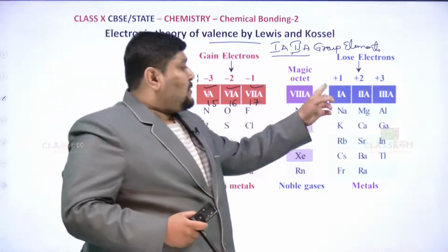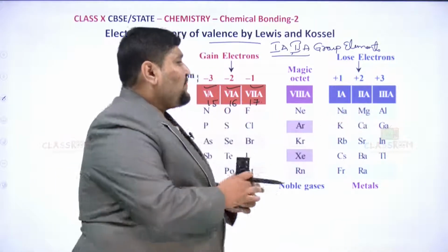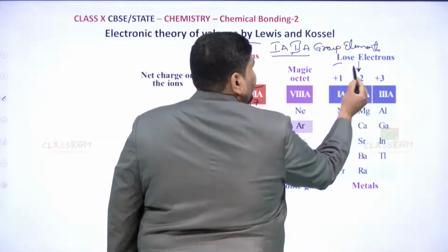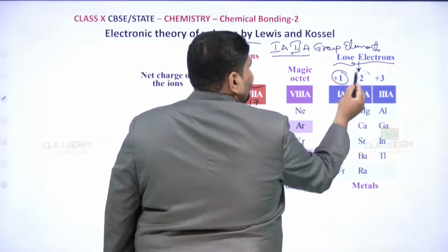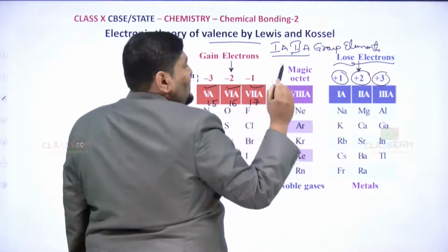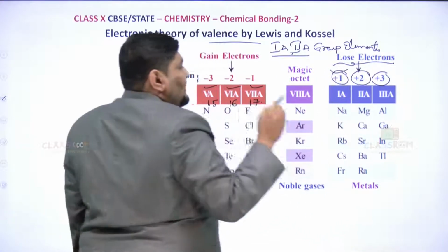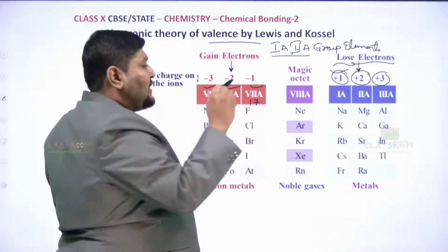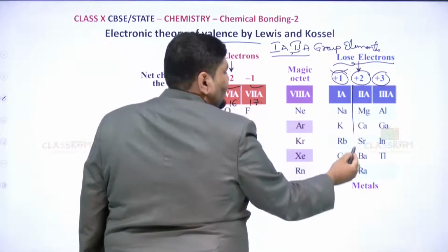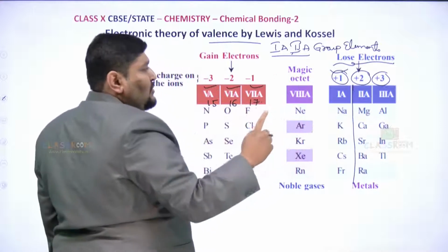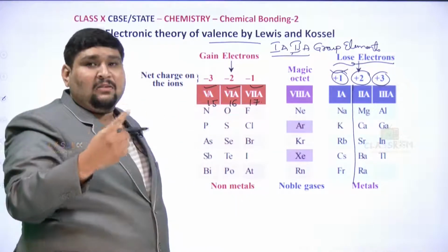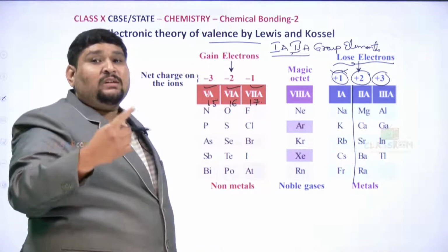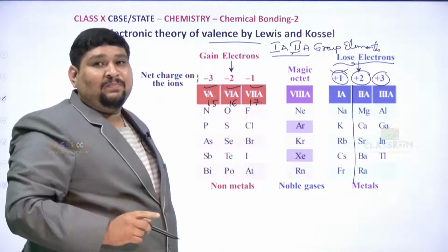So you can see the groups 1, 2 and 3 are giving us loose electrons: plus 1, plus 2, plus 3. It's clearly shown that the plus 1 charge indicates that this particular group, the first group, has the tendency of giving out 1 electron, and that's the reason, as they lose 1 electron, they carry a unipositive charge of plus 1.